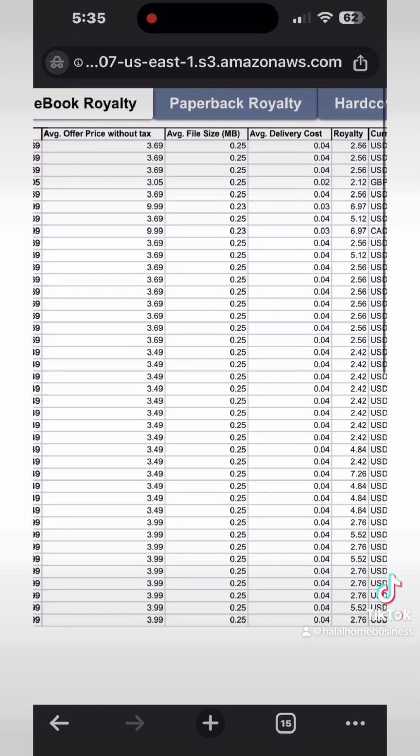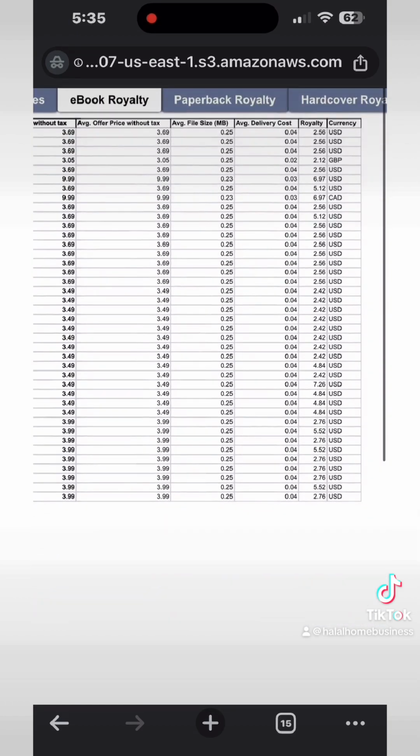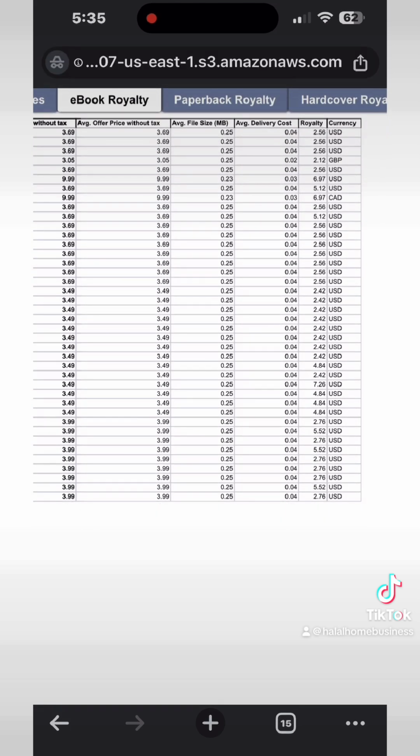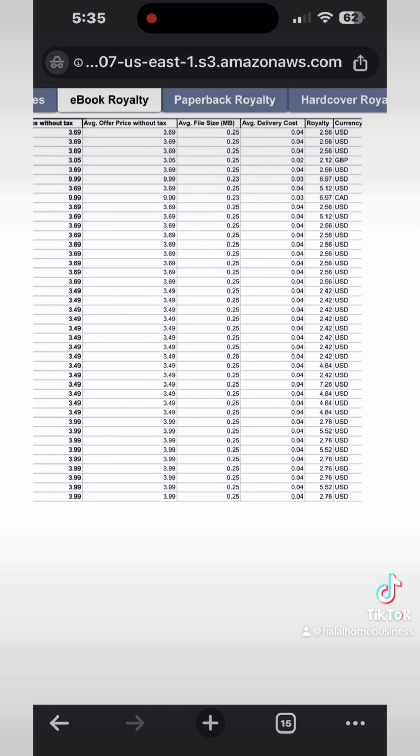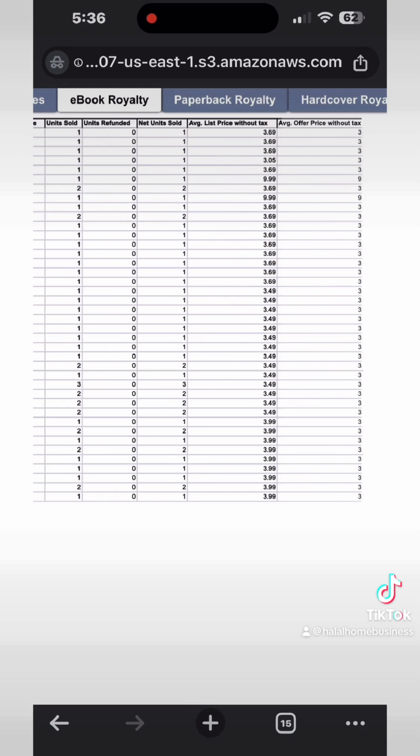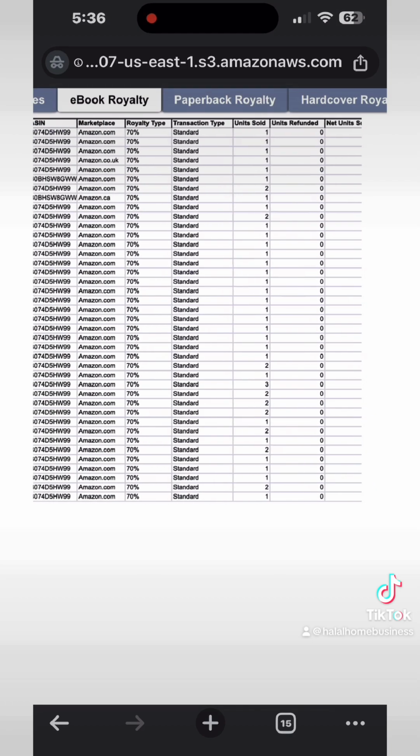So we're looking here and we can see that the average delivery cost was 40 cents, 30 cents. It depends on how many books they bought and if it was US or Canada. And you can see where the profit is like $2.50, $2.48, different things, $2.42. It just depends on what the cost was, but we can see here that the cost of that good was that fee that they charged.